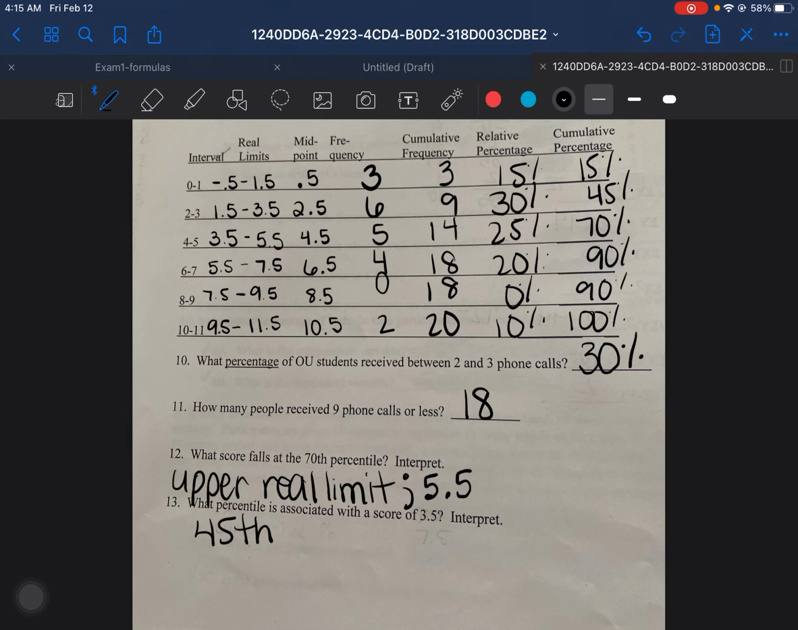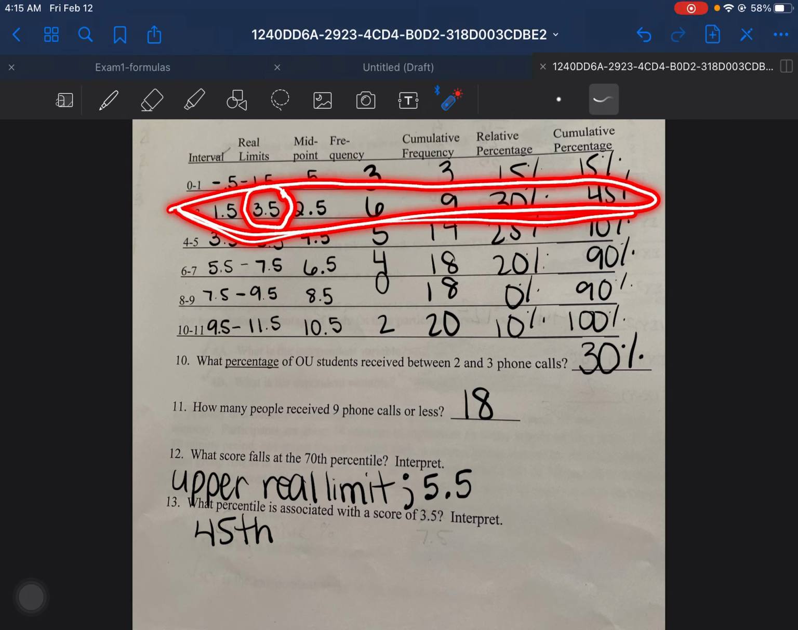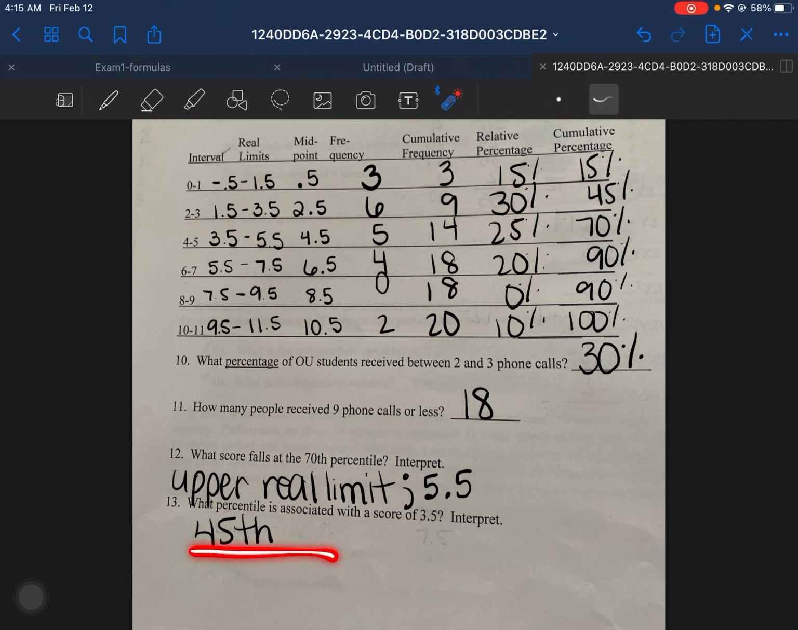Let me just say that one more time, because I kind of stuttered there. It's asking for the percentile associated with a score of 3.5. Like I said, we use the upper real limit when talking about percentile. So 3.5 is the upper real limit of this category here. For this row, I'm just going to look at the cumulative percentage since we're working with the percentile. So that's going to be 45%. That's the 45th percentile. The way that we would interpret this is by saying that 45% of people received 3.5 phone calls or less.